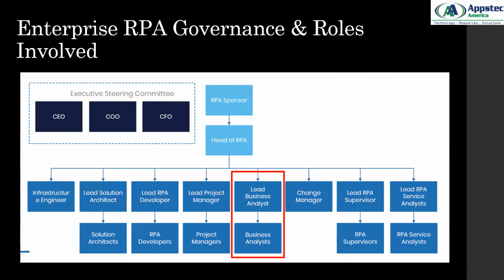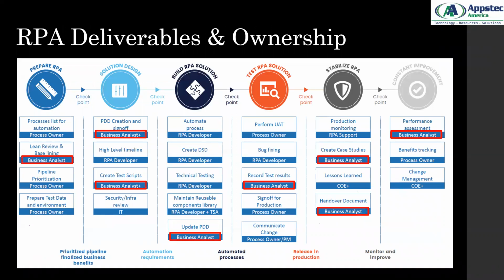Okay. And then the next one we have is RPA deliverables and ownership. Here we see that we have different phases of RPA. That means once we identify a process and say, hey, this process has RPA automation potential, from there we go through various checkpoints. Any product that is developed goes through these checkpoints. First you have to prepare RPA, then the solution requirements, the solution designing, then we build the solution, then the solution needs to be tested, stabilized, and then we go for continuous process improvement. You could see that in all these various phases, wherever the business analyst role is involved, I have marked them as red.